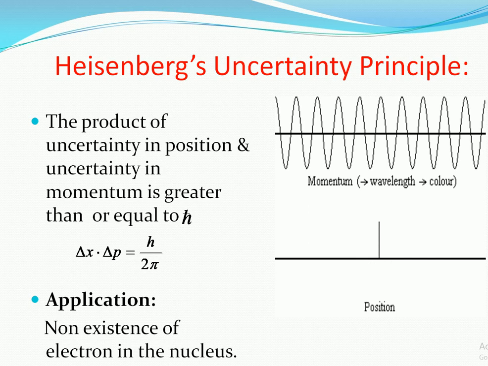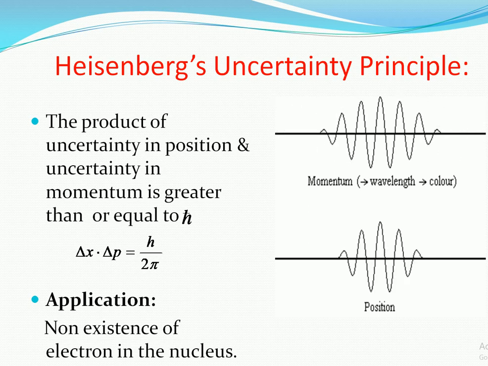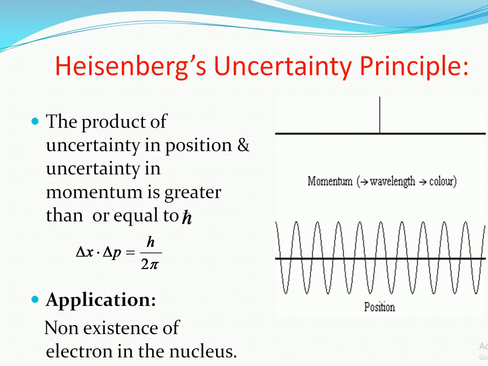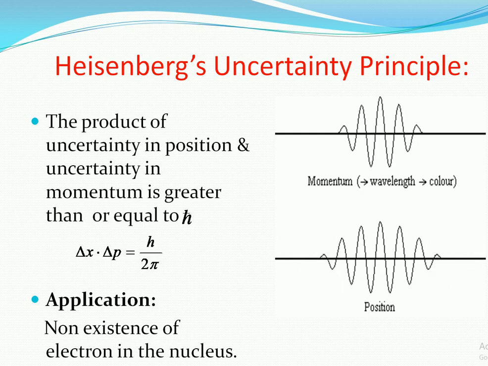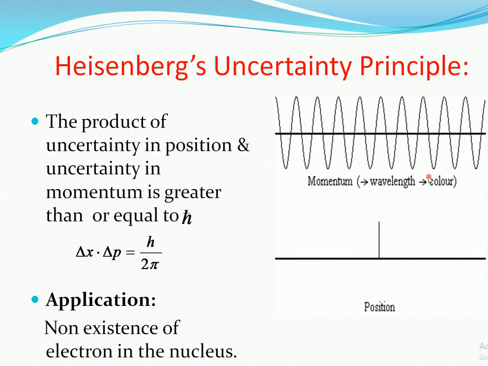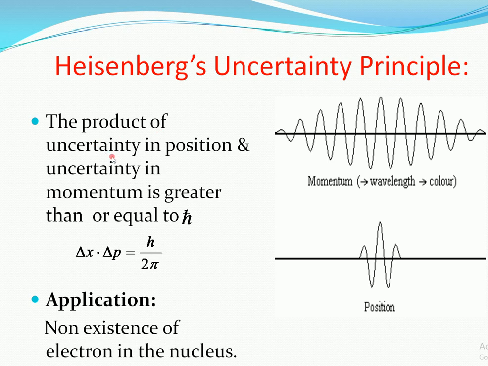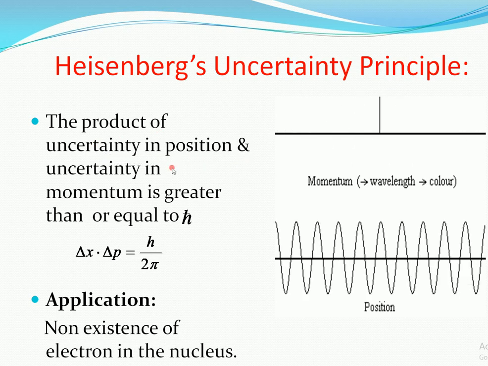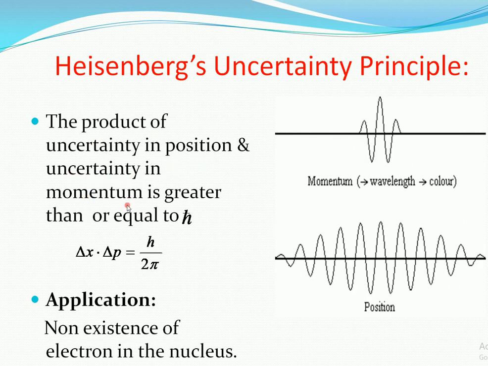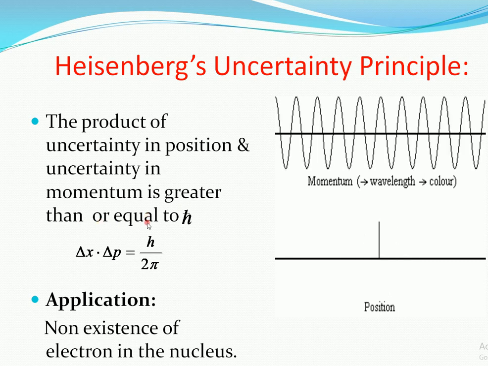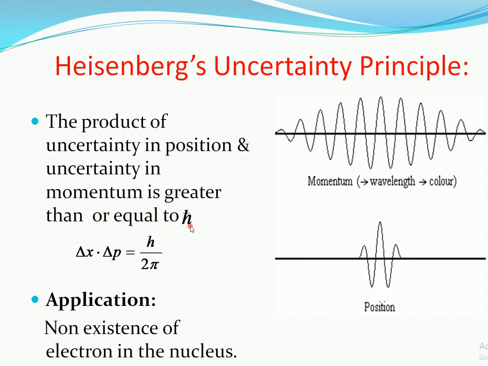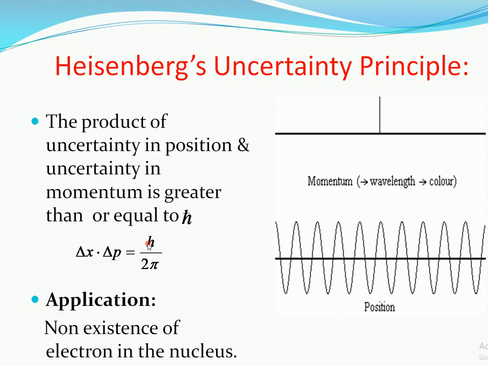Heisenberg's uncertainty principle. This is the most important part in quantum mechanics. According to Heisenberg, the product of uncertainty in position and uncertainty in momentum is greater than or equal to h cross, where h cross is equal to h upon 2 pi.